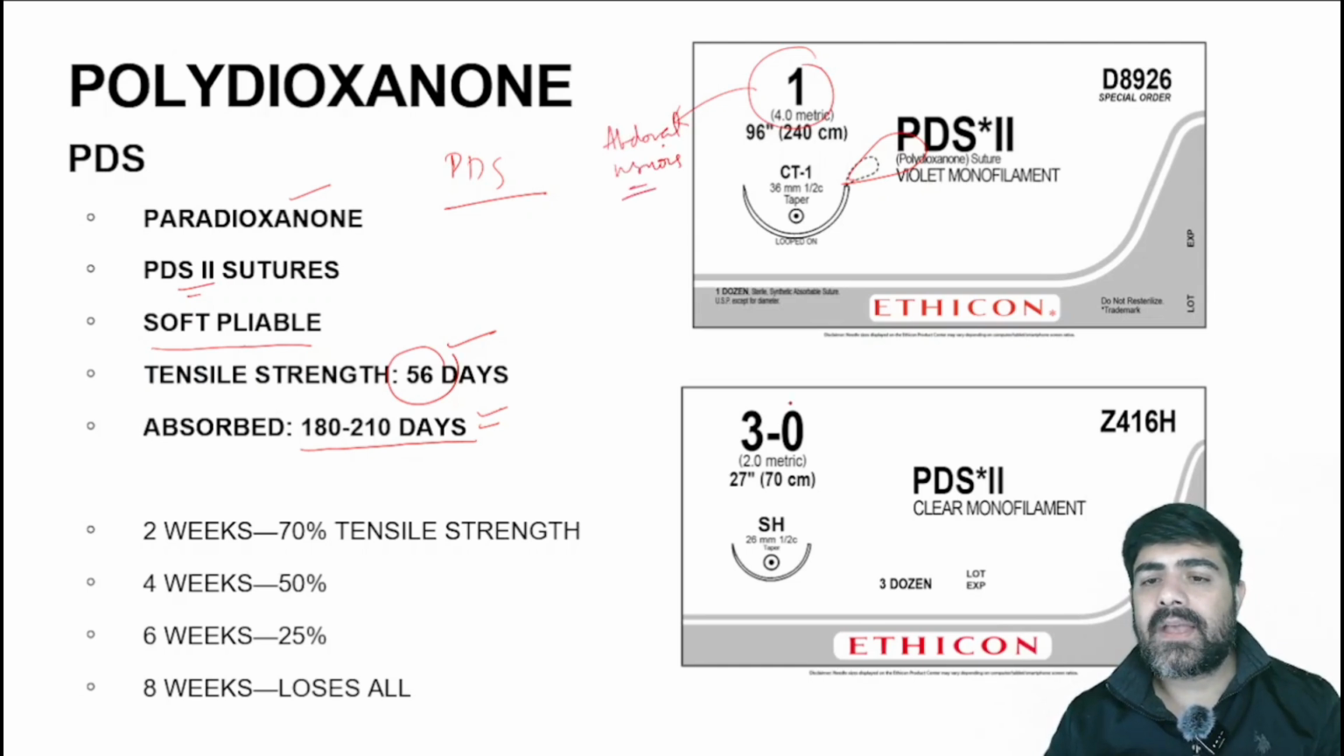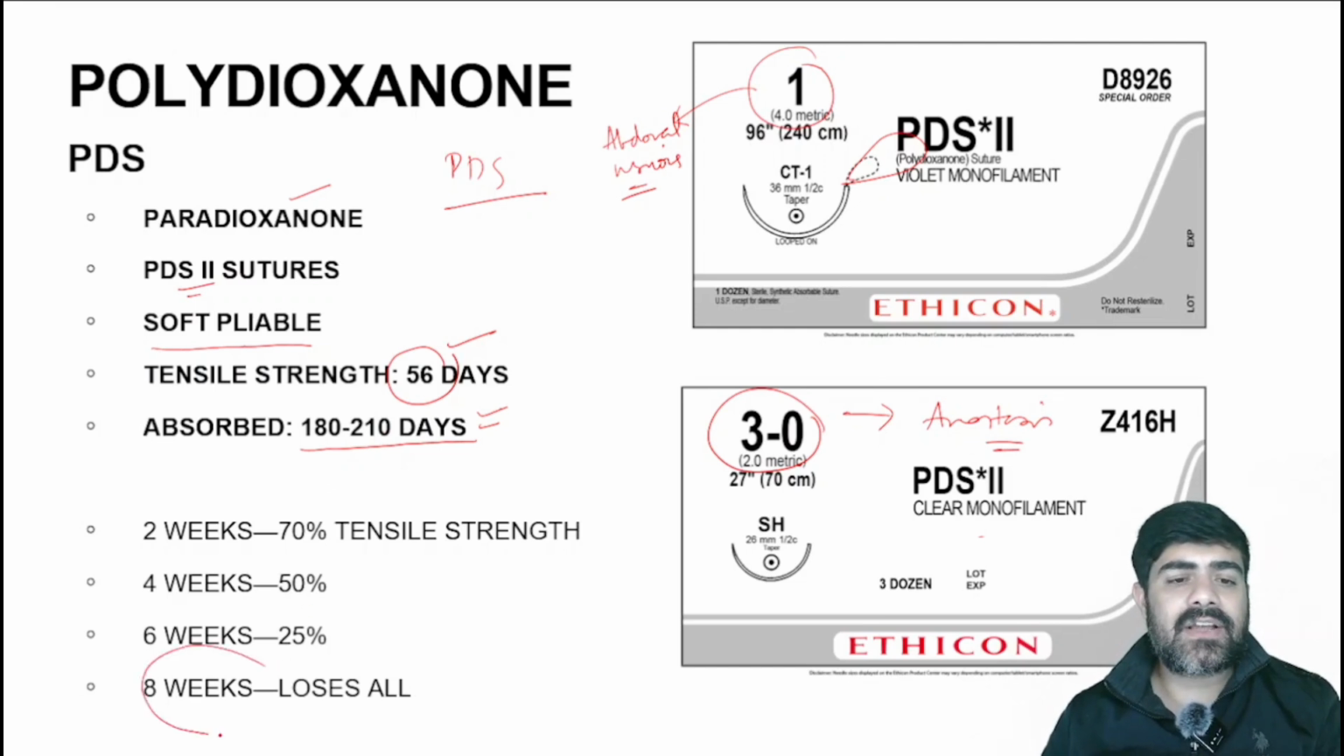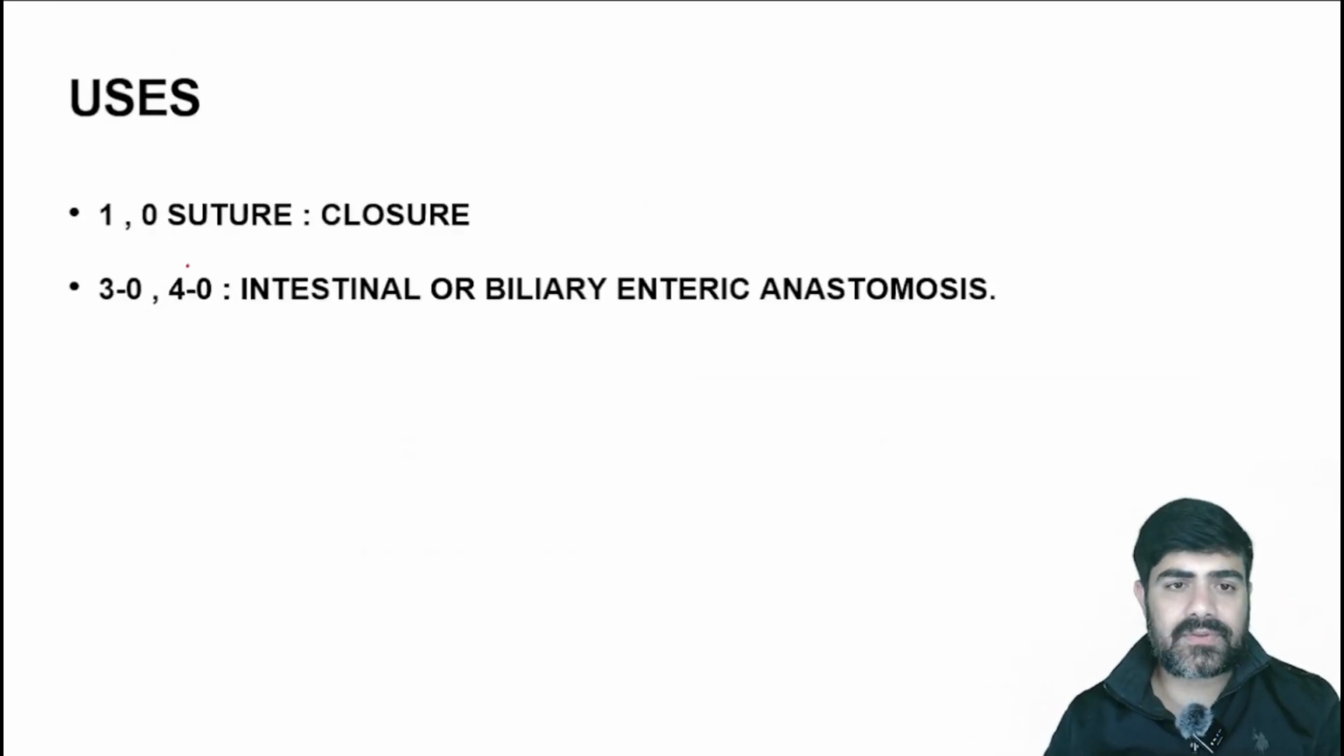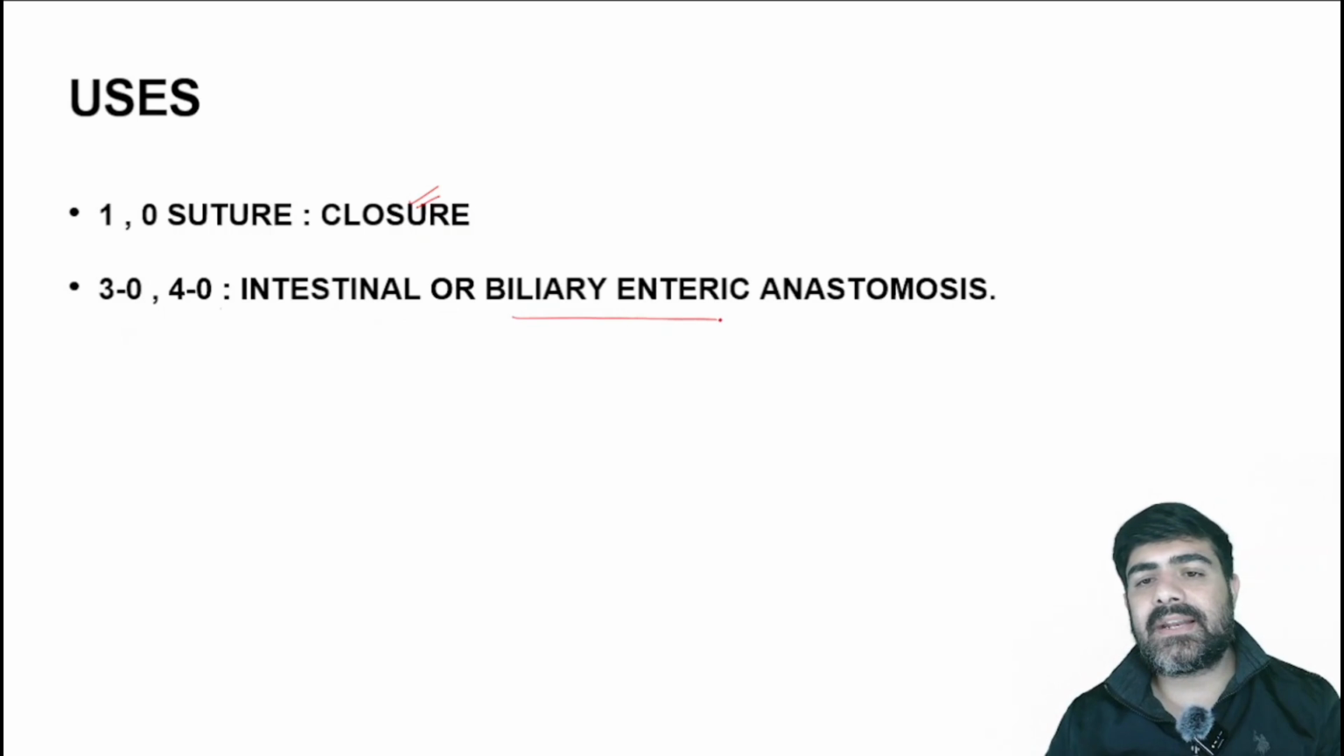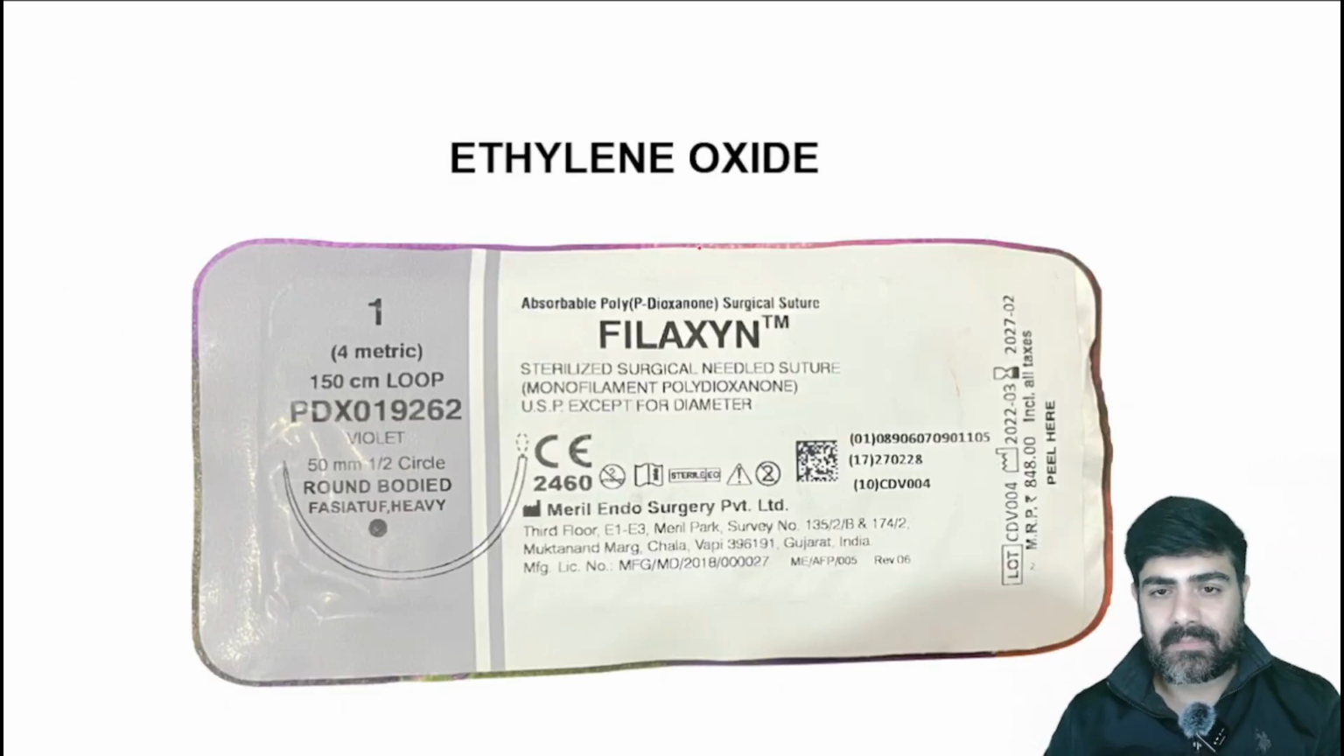Fine. And this we have 3-0. This is clear monofilament suture, and it is used in anastomosis. Fine. So in 8 weeks, the whole of the tensile strength of this polydioxanone is lost. Then 1 or 0 number is used for closure. 3-0 and 4-0 are used for intestinal or biliary enteric anastomosis. So this is PDS, polydioxanone. It is sterilized by ethylene oxide.